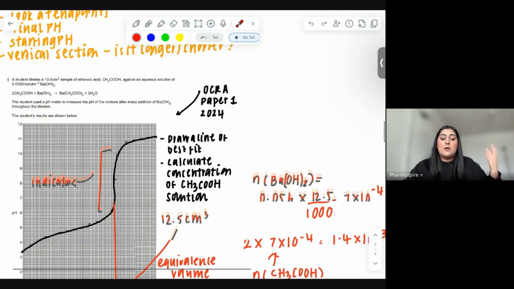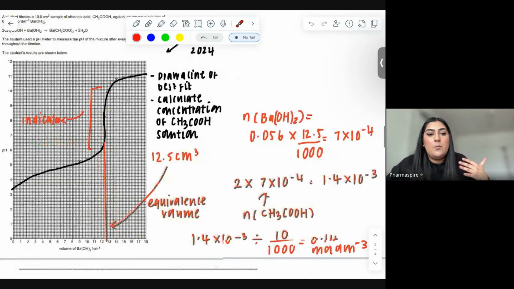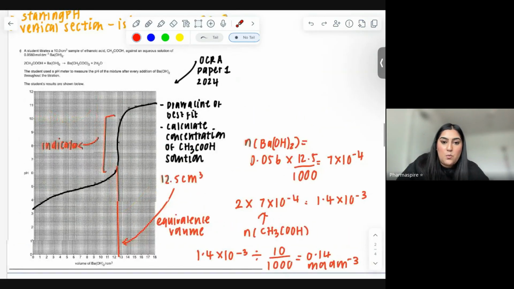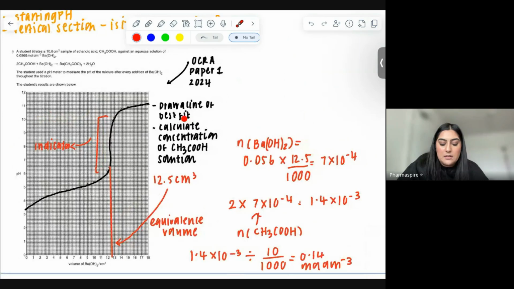In terms of maths, I've seen two questions. With OCR in the 2024 paper 1, they asked if you can draw a line of best fit and then calculate the concentration. So I've drawn that in, but just fill it in, draw the line of best fit. Now it says to calculate the concentration of ethanoic acid. So you've got a volume, one volume and one concentration, and an equation. Now with equations, remember how I taught you guys, it's basically a little clue to show you that you're going to have to do ratios in the question.